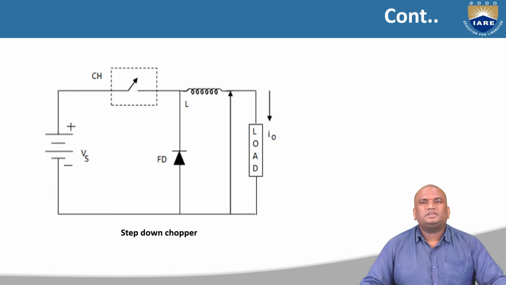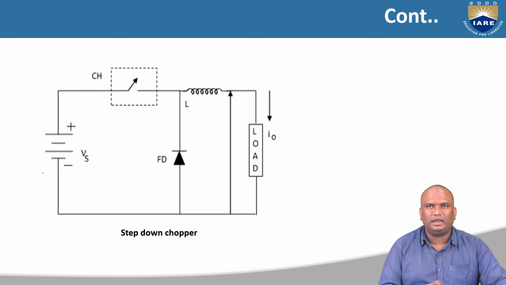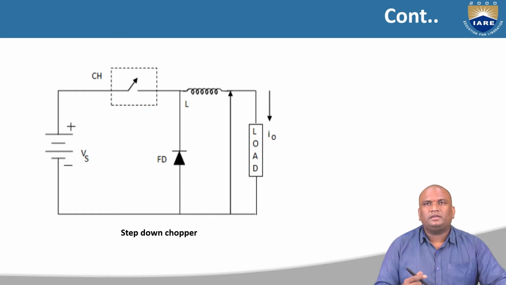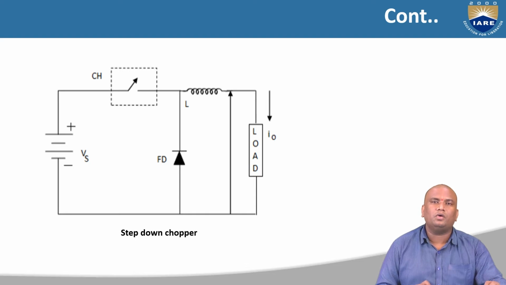First we'll go with the step down chopper. This is the chopper circuit, with a Vs DC voltage applied to a chopper. The chopper is shown like a switch within the dotted box. In place of the switch we can use any thyristor or MOSFET, based on the requirement, the voltage ratings availability, or the voltage requirements of the load. We use different power semiconductor devices as a switch.